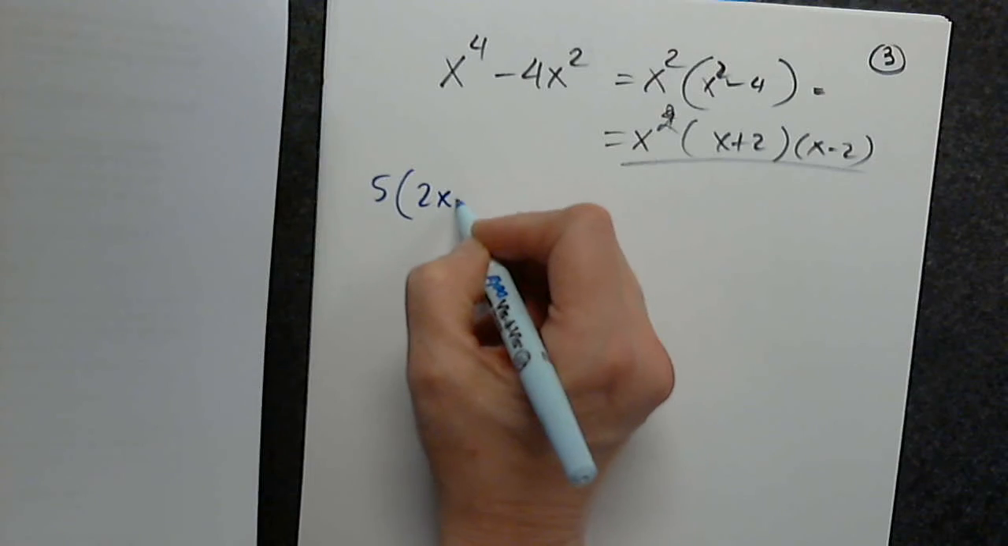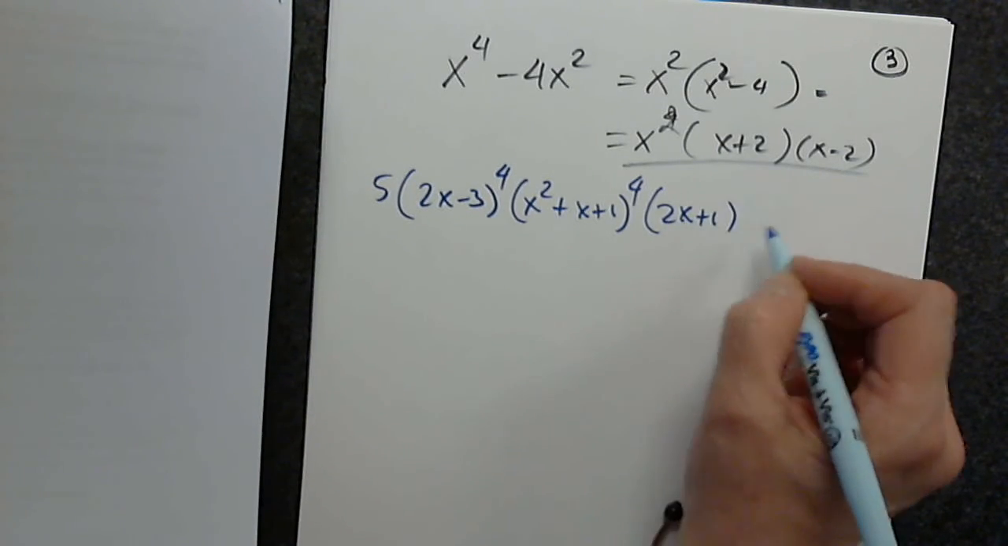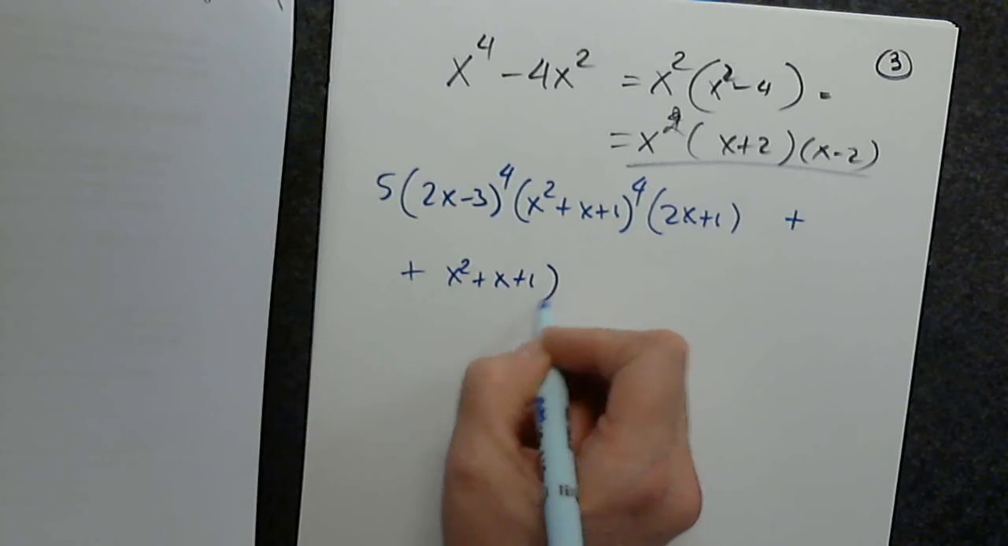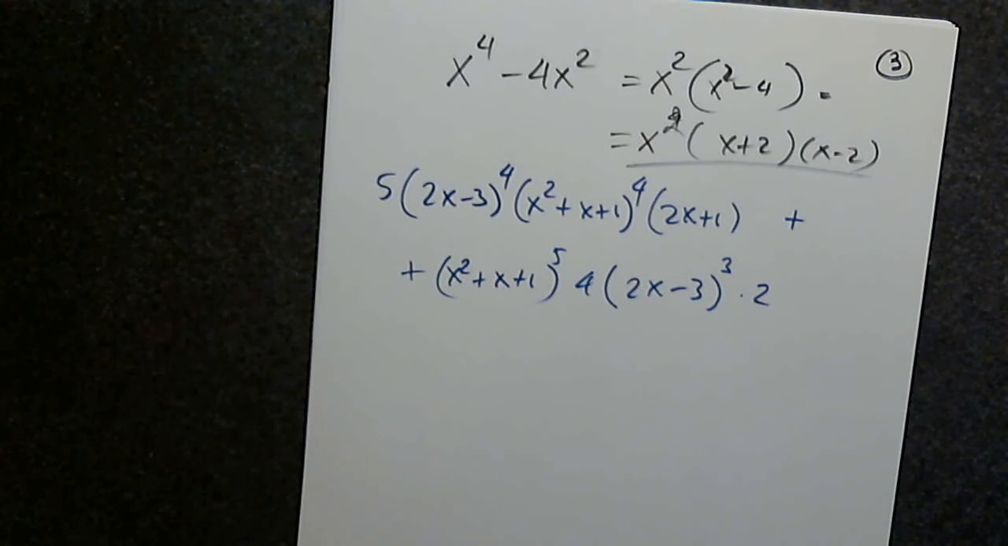So we have 5 times (2x minus 3) to the 4th times (x squared plus x plus 1) to the 4th times (2x plus 1), plus (x squared plus x plus 1) to the 5th times 4 times (2x minus 3) cubed times 2. Yes, it took me 30 seconds to just copy the problem down. Do you all have this document? Yes. Okay. So this was problem 5 from that document.